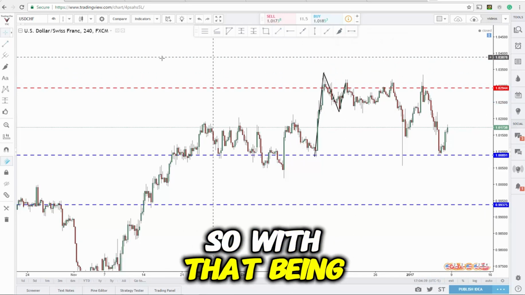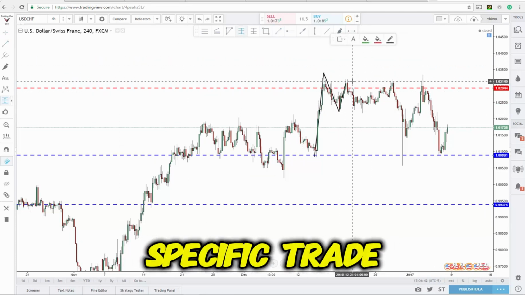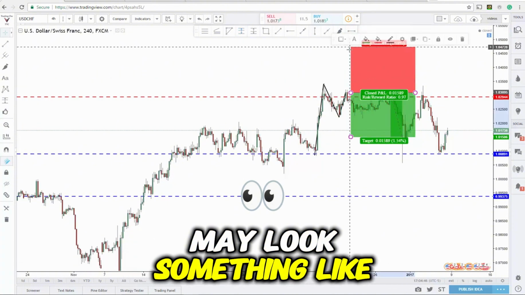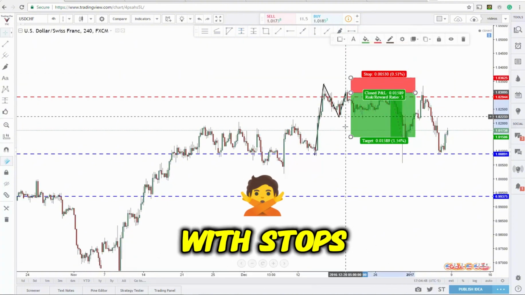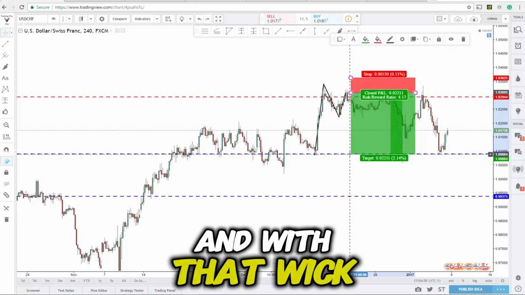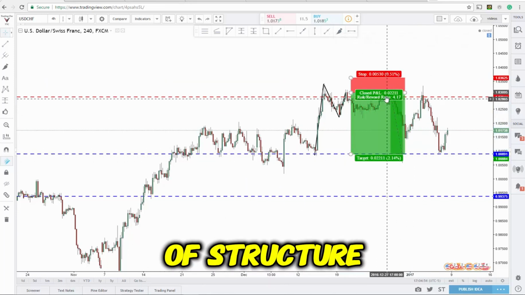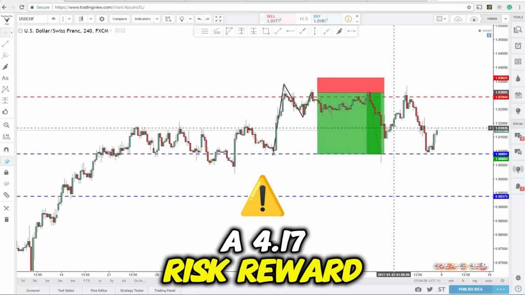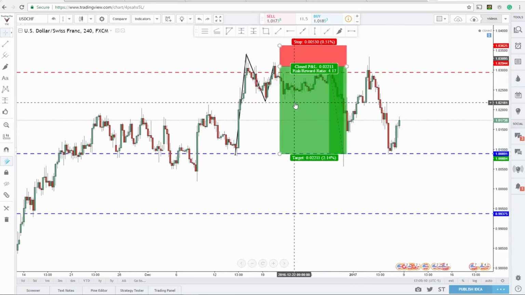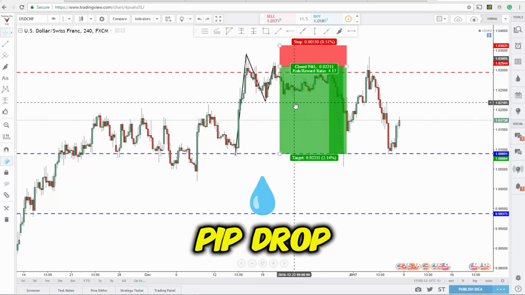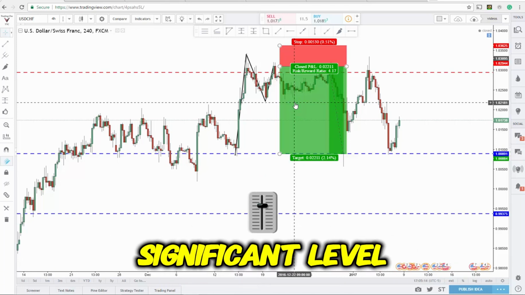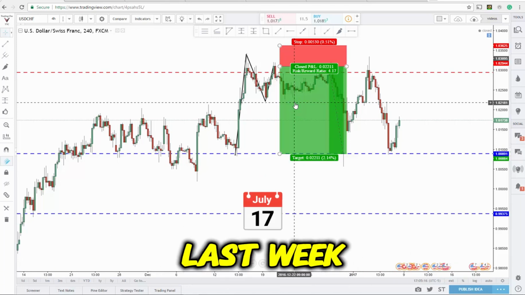So with that being the case, an entry on this specific trade may look something like this, with stops above the swing high, and with that wick all the way down to our previous level of structure, a 4.17 risk-reward opportunity, and around a 221 pip drop from that significant level that we pointed out last week.